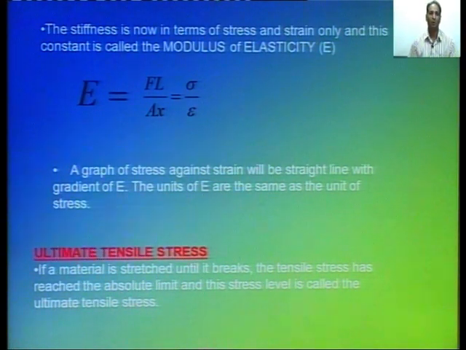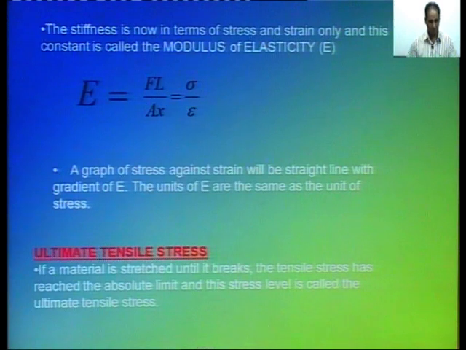A graph is plotted between stress and strain, and this graph comes out to be a straight line, because stress is directly proportional to strain according to Hooke's law. So, a graph of stress against strain will be a straight line with the gradient of Young's modulus of elasticity.